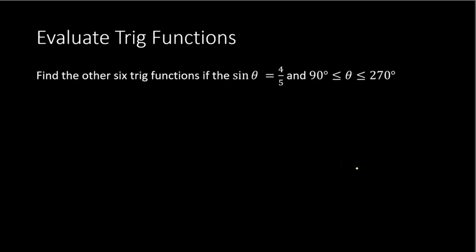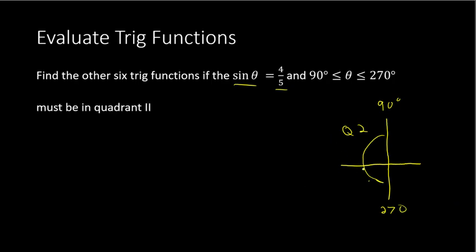Well, if you think through this, 90 and 270 degrees, here is 90, down here is 270, so it's got to be within this region over here in the second or third quadrant. But it says that sine is positive 4/5. Because it is a positive number, that means it must be up here in quadrant 2. Because if it's in quadrant 3, sine would have to be negative because it's below the x-axis. So we know that sine must be there in quadrant 2.